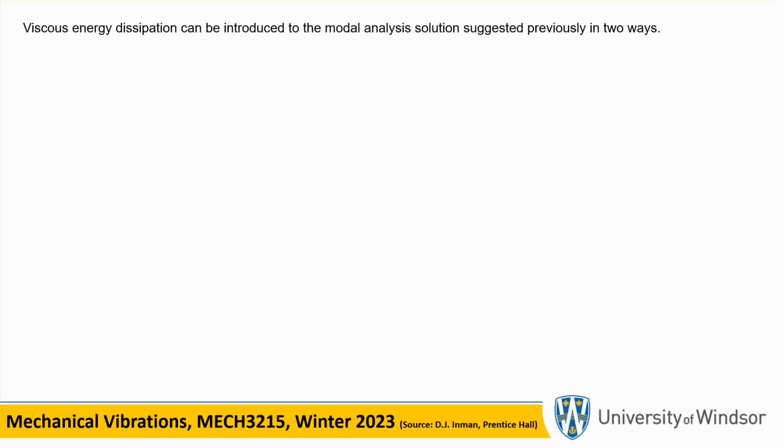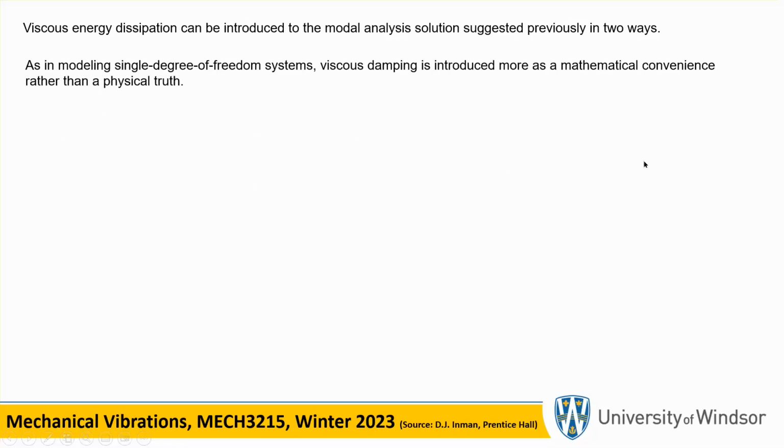Now there are two ways that we can incorporate damping into problems. What we did is, for example, if you go back to a single degree of freedom system, SDOF, we incorporated damping using the viscous damping model. And the advantage of doing the viscous damping model is that the equation remains linear.